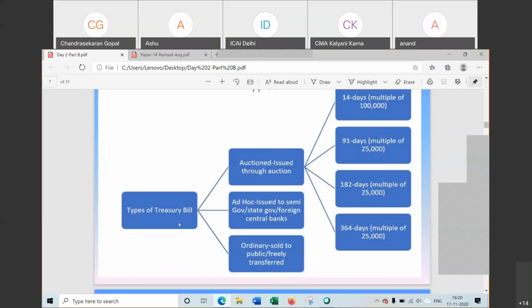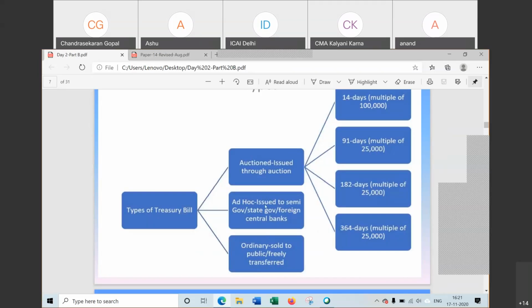So types of treasury bill: three types, auction, ad hoc and ordinary. Now what is ordinary treasury bill? That is sold to public and it can be freely transferred from one person to another. Suppose if I am the buyer of this treasury bill, I can sell to another also. So this one is ordinary.